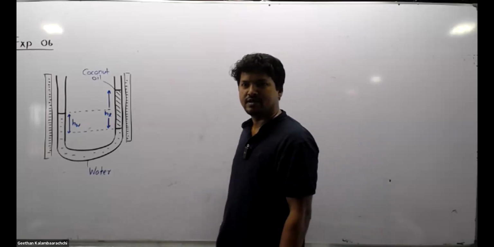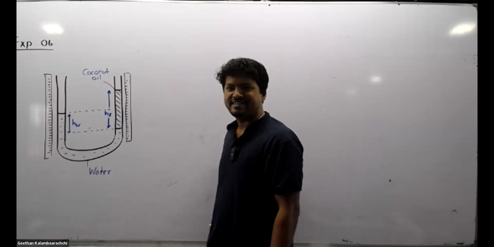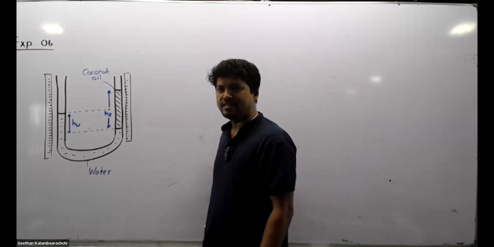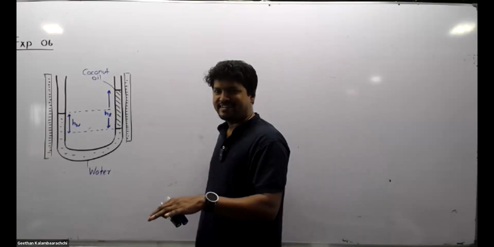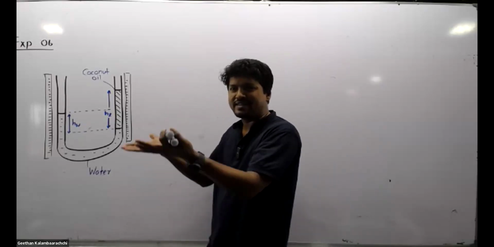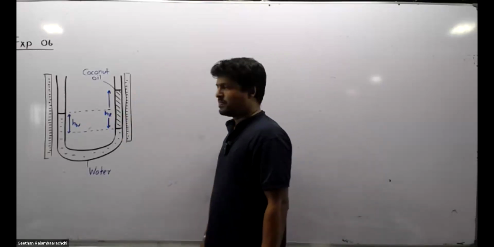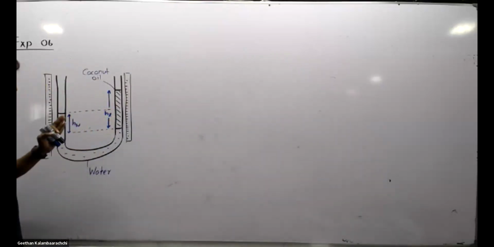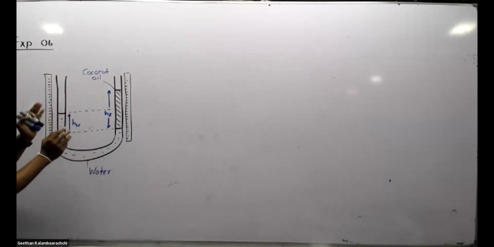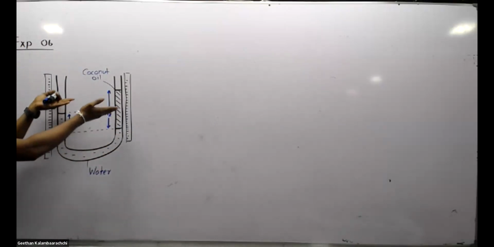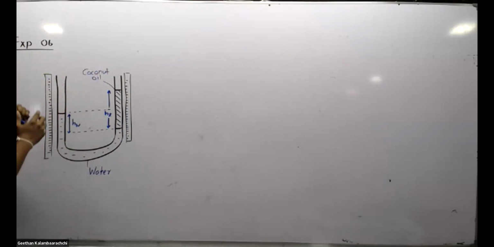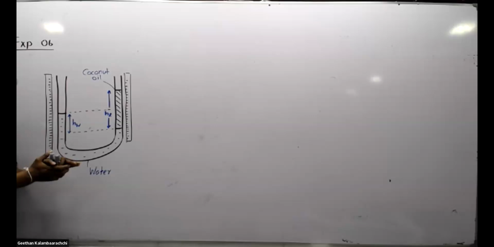Water or coconut oil? Water. Why? If we put coconut oil first and then add water, the coconut oil will begin to come up on both sides. Coconut oil has a lower density. So if you put coconut oil at the beginning and then put water, water will go down through the coconut oil and the coconut oil will begin to level up from both of the limbs. So the liquid that you need to put initially into the device is the one with the higher density.